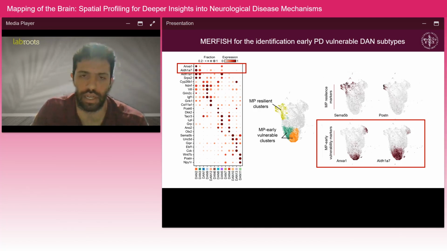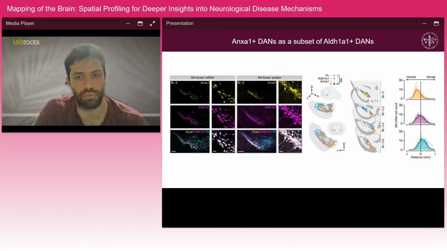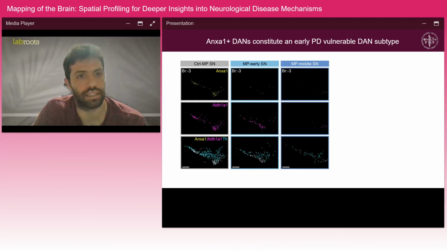Annexin A1 is the name of the protein. And we tried to validate that, because there are very nice probes and antibodies to study it in tissue. And we could see again, in the midbrain, how it's located, and it's almost identical to what we saw in the MERFISH. So it's located ventrally in the midbrain, and we could map it throughout the anteroposterior axis. Also, if we plotted the ventral-dorsal position of the cells, they are located mostly in the ventral substantia nigra. And then we validated the same results in MitoPark mice to see that that's true. It's not just some kind of artifact.